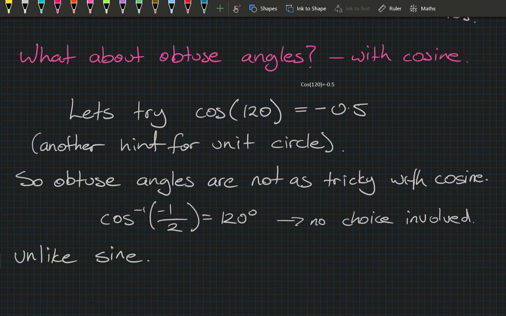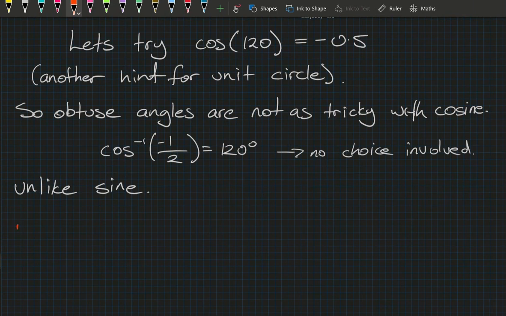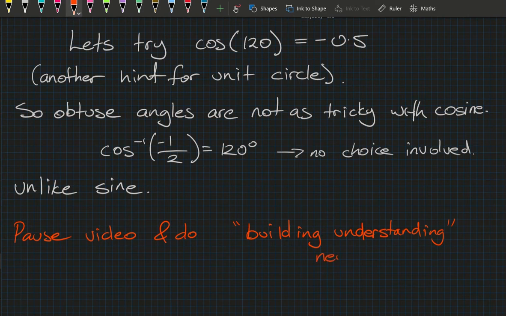Okay, so that's all the ideas introduced. We'll move on to the next section in a second, but I do recommend that you pause the video now and do the building understanding questions in the new book, but that relates to questions 1 and 2 in the old book. Because we are coming up against these new ideas, it's definitely worth the building understanding sections. I think once you understand how to use this formula, what we're going to do today will become quite simple for you. Anyhow, I'll see you in that next section.